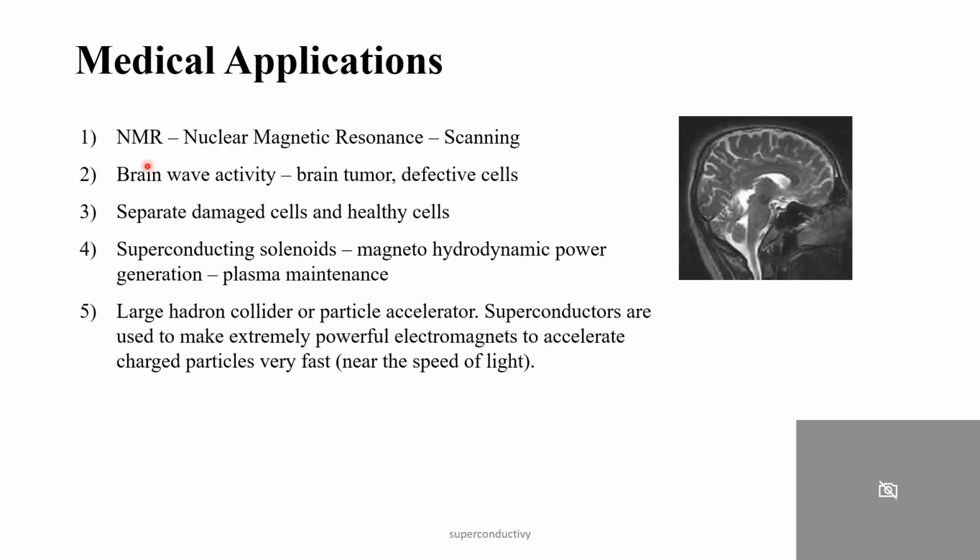There are other medical applications in NMR, nuclear magnetic resonance. In brain scanning, we can use NMR and brain wave activity to detect brain tumors and defective cells, and also to separate damaged cells. Other uses are superconducting solenoids, hydrodynamic power generation, and plasma maintenance. In the Large Hadron Collider or particle accelerators, superconductors are also used to make extremely powerful electromagnets to accelerate charged particles very fast.